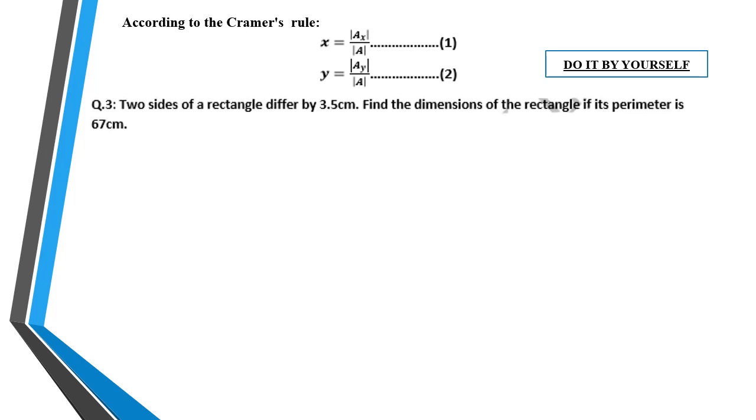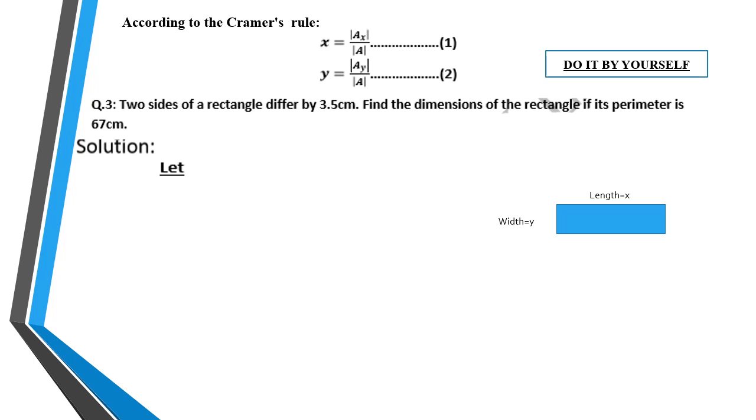Question number 3. Two sides of a rectangle differ by 3.5 centimeter. Find the dimensions of the rectangle if its perimeter is 67 centimeter. In this question, two statements are given. The first statement is two sides of a rectangle differ by 3.5 centimeter. It means there are two sides of the rectangle, the first one is x and the second one is y. Length of the rectangle is x and width of the rectangle is y. So the difference between x and y is 3.5 centimeter.